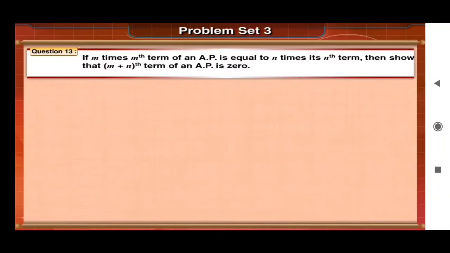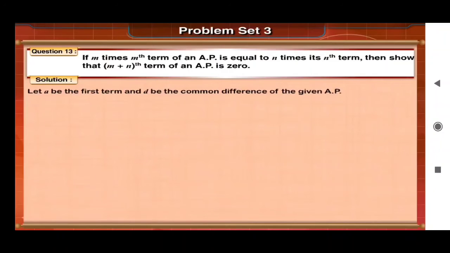If m times the mth term of an AP is equal to n times the nth term, then show that the m plus nth term of the AP is 0. Let a be the first term and d be the common difference of the given AP. Then it is given that m times mth term is equal to n times nth term. Therefore, m into tm is equal to n into tn.